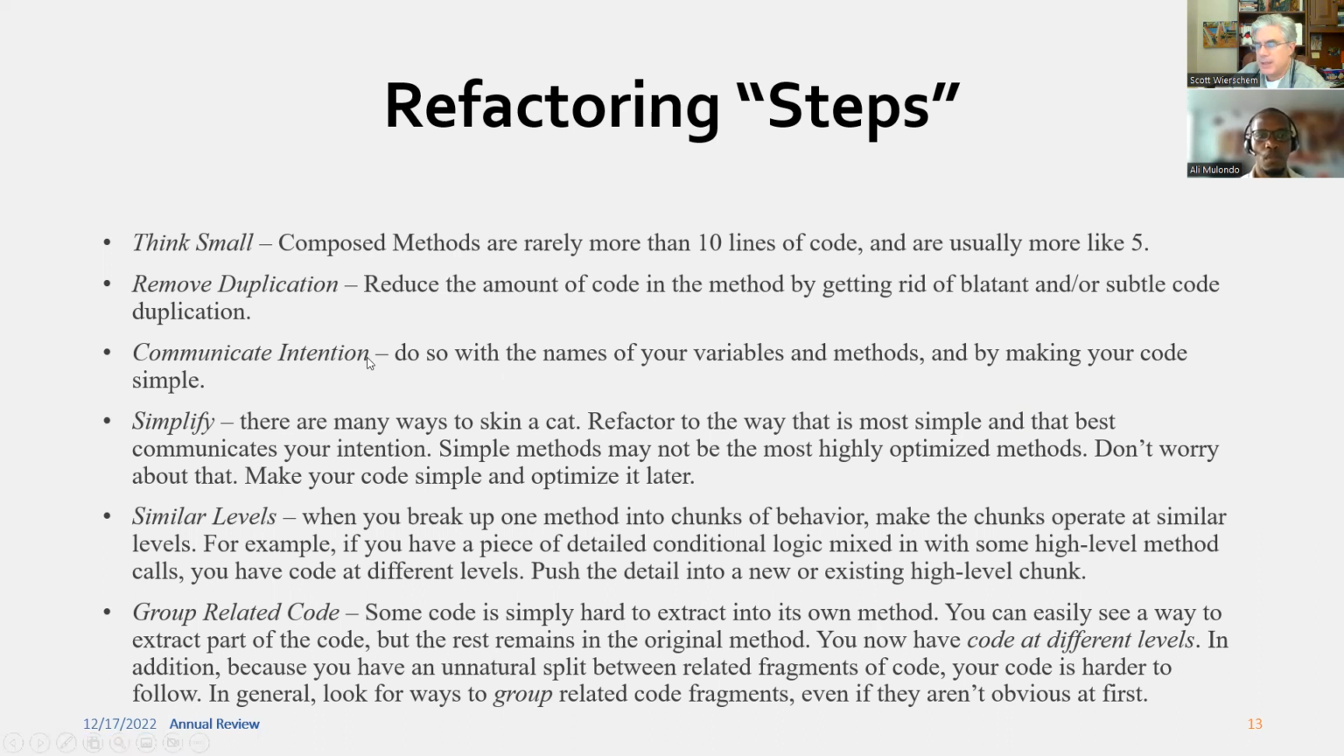You want to communicate the intention of the functionality with the names of the variables and methods. We talked about that as well. You want to simplify how you're going to be doing it. You want to find the most simple way to do it. I mean, that's the whole point of what we're doing. You want to make everything simpler, easier to read, and easier to maintain.